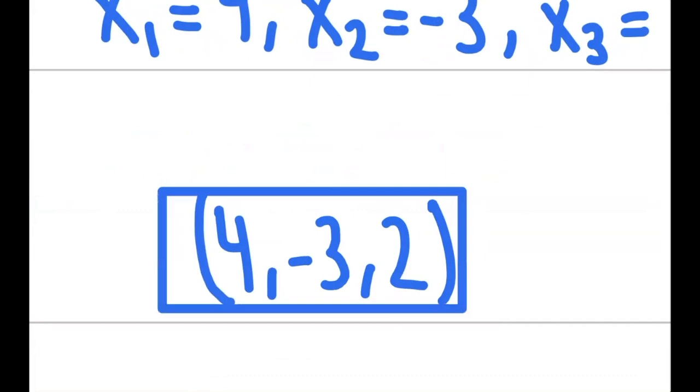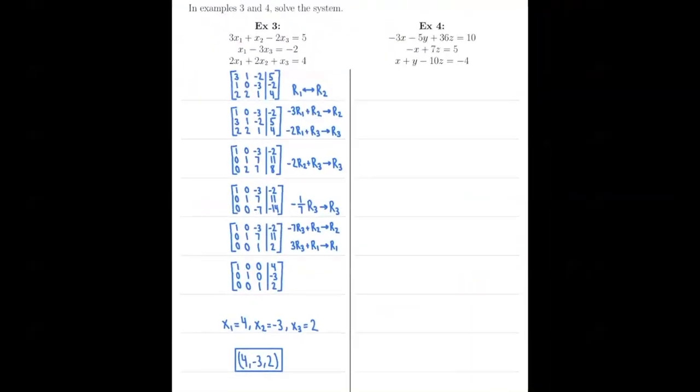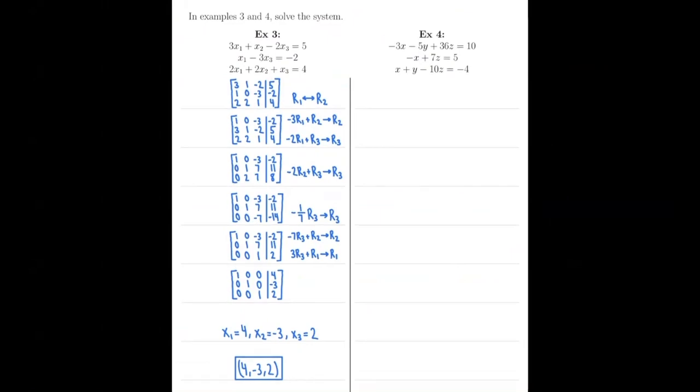Interesting. Yes, very interesting. Of course, you could have gotten this answer very easily in a couple of seconds using MATLAB, but you can't always do that on an exam. That's true. That's our solution. Again, this is called Gauss-Jordan elimination, what we just did. So now let's do example 4.